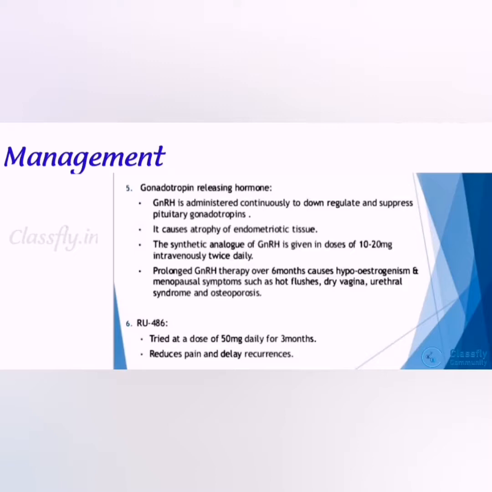Sixth one is gonadotropin releasing hormone. The continuous administration of gonadotropin releasing hormone leads to down-regulation and suppression of pituitary gonadotropin and can lead to atrophy of endometrial tissue. 10 to 20 mg IV twice daily. Prolonged GnRH therapy for 6 months causes hypoestrogenism, hot flushes, dry vagina, urethral symptoms and osteoporosis.